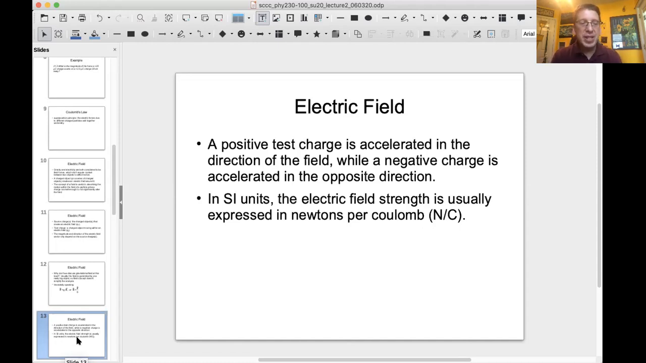And so the electric field vector is equal to the electric force vector divided by the test charge, which means in SI units, you can express the electric field strength in terms of newtons per coulomb. And that's usually how it's expressed. We'll also see when we get to chapter 23 that the electric field can be expressed equivalently in SI units as volts per meter. But we're not going to talk about volts just yet. That's something to keep in mind and file away for the time being.